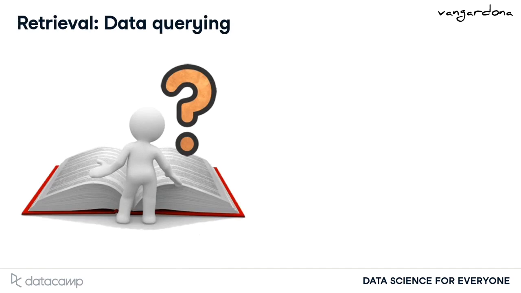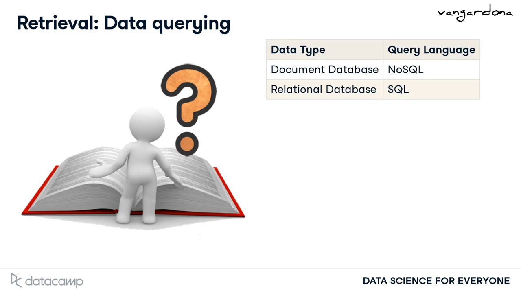At a basic level, we'll want to be able to request a specific piece of data, such as all of the images that were created on March 3rd, or all of the customer addresses in Montana. In addition, we might even want to do some analysis, such as summing, counting, or averaging data. Each type of database has its own query language. Document databases mainly use NoSQL, while relational databases mainly use SQL. SQL stands for Structured Query Language, and NoSQL stands for Not Only SQL.